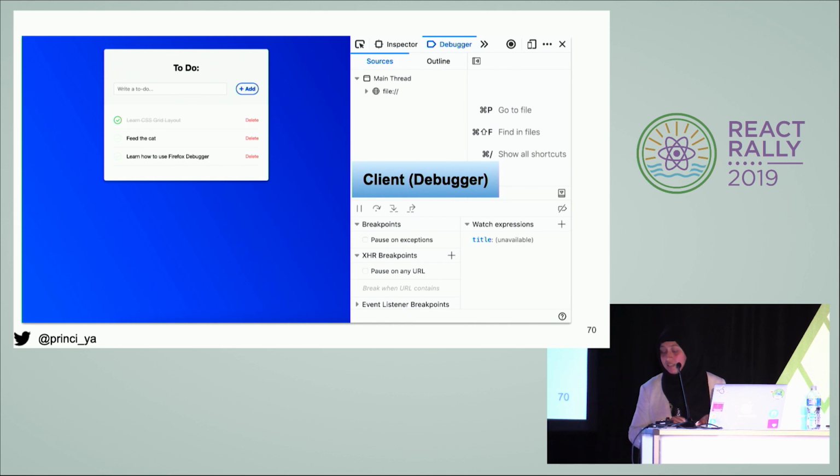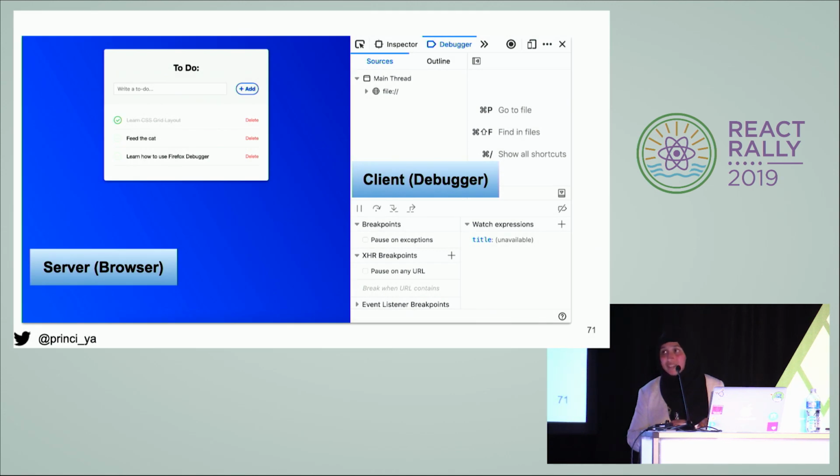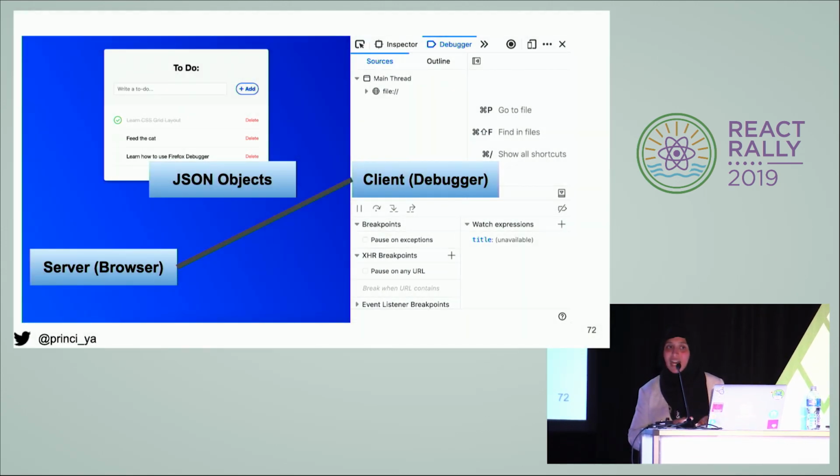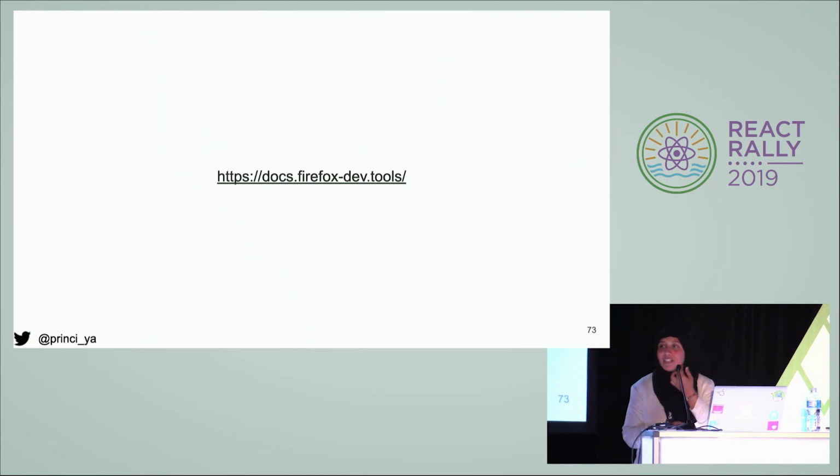Going to an application, a to-do application, we all love to-dos for the demos. So the to-do application is open, pull up the debugger. Now this debugger is the client. And the browser itself is the server. And both the client and the server talk to each other via JSON objects. So as I mentioned, the remote debugging protocol itself is written at the JavaScript level and not at the C++ level.